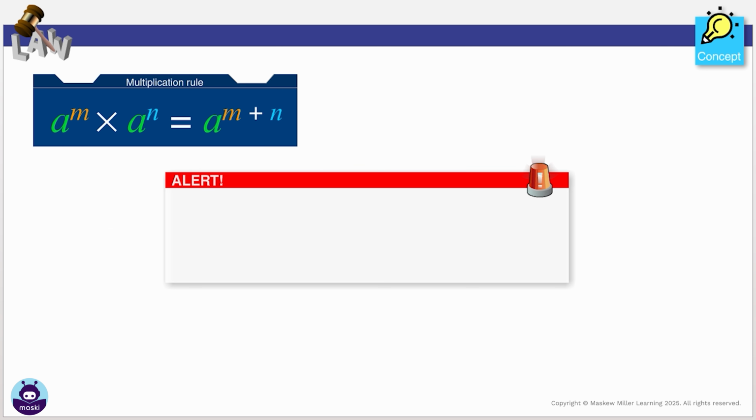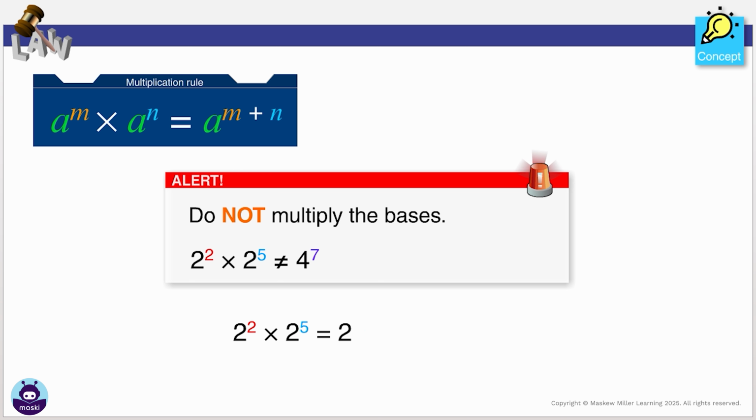When we say that we need to keep the base the same, it means that we must not multiply the bases. 2 squared times 2 to the power of 5 does not equal 4 to the power of 7. The correct answer is 2 to the power of 7 and not 4 to the power of 7.